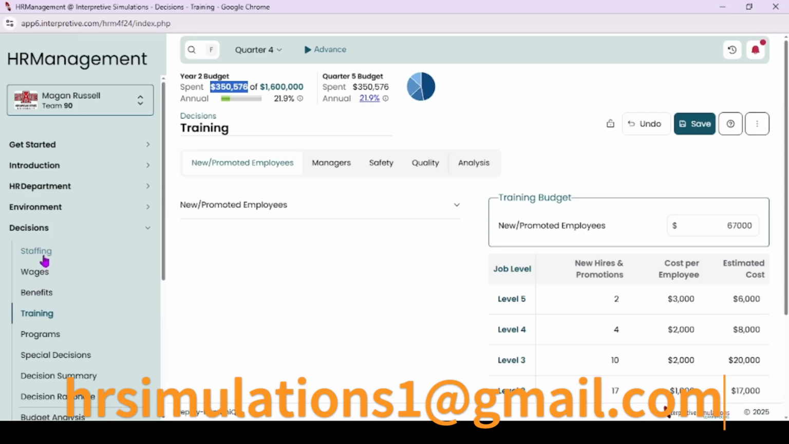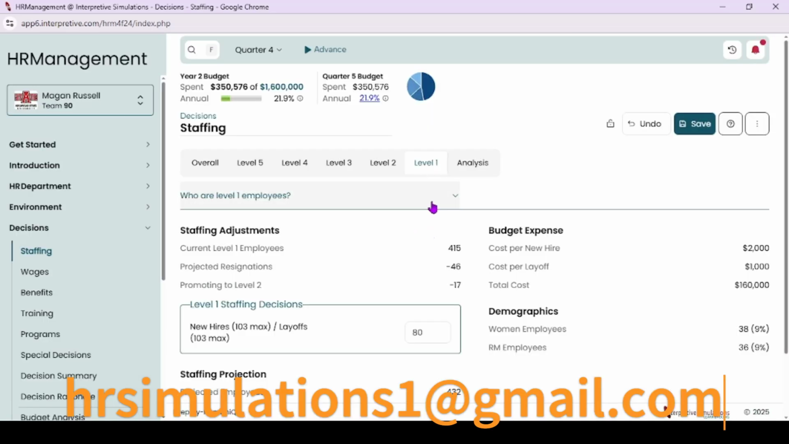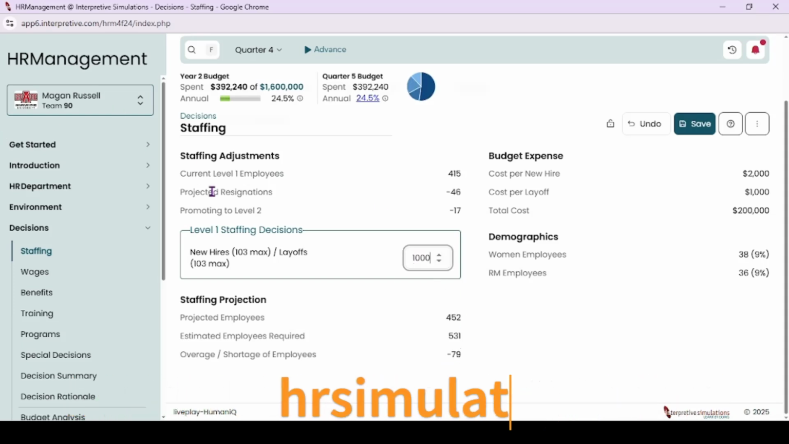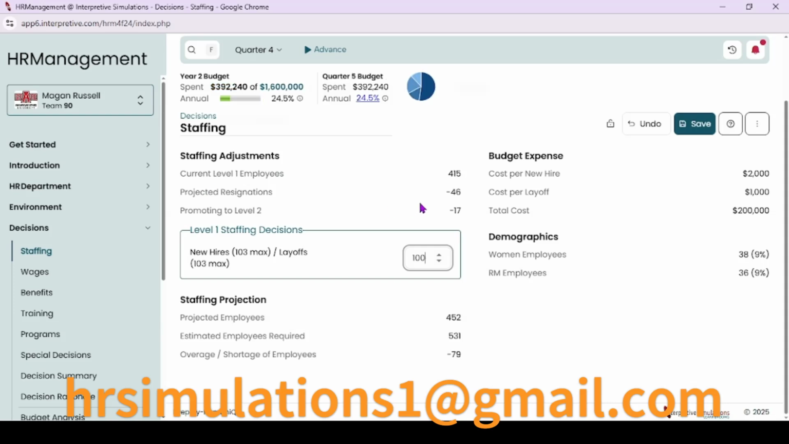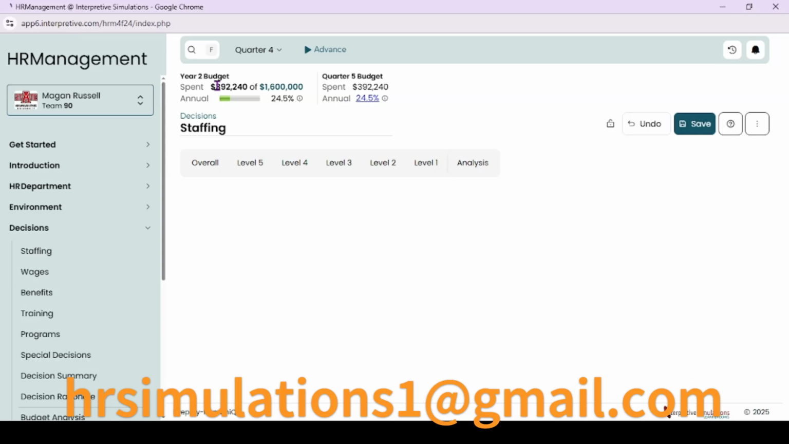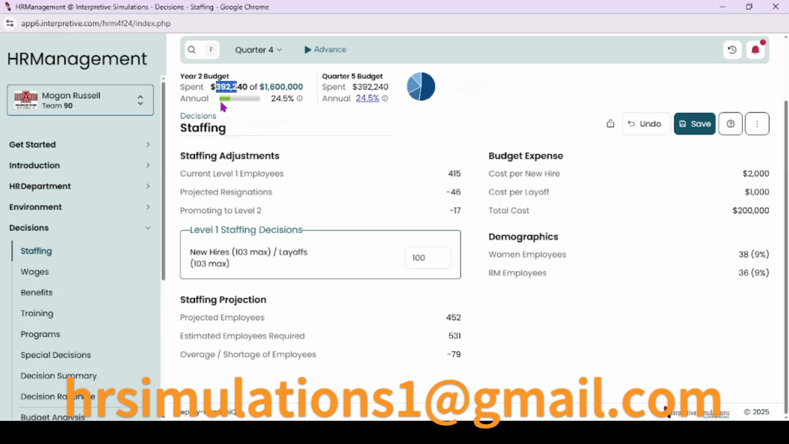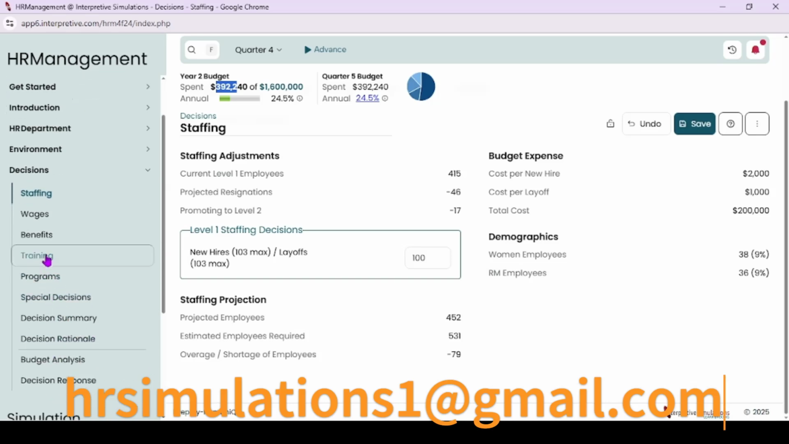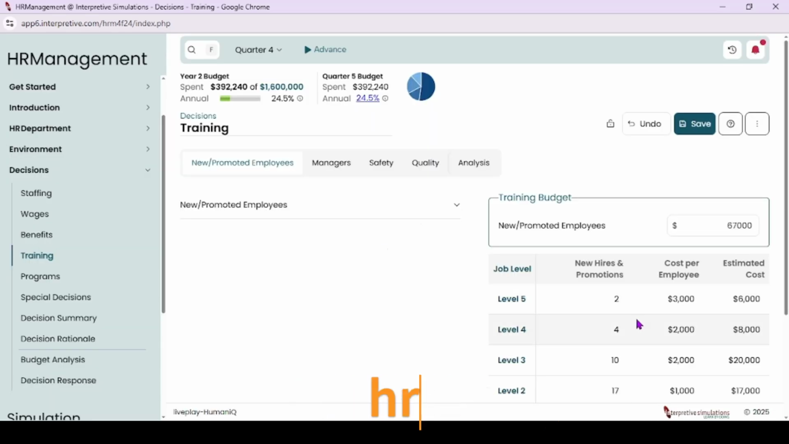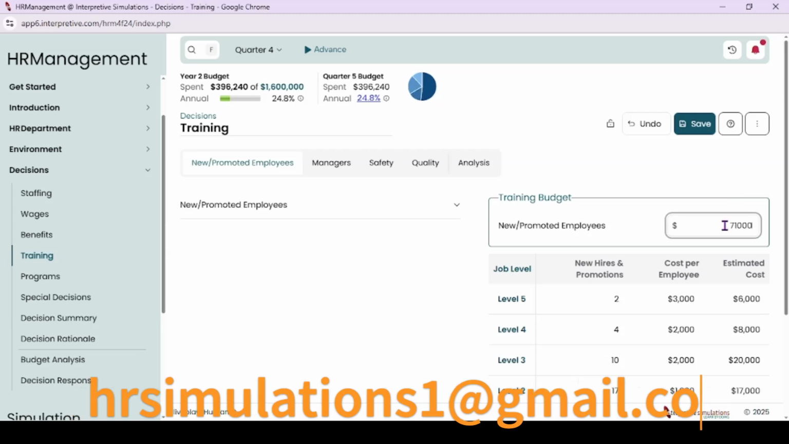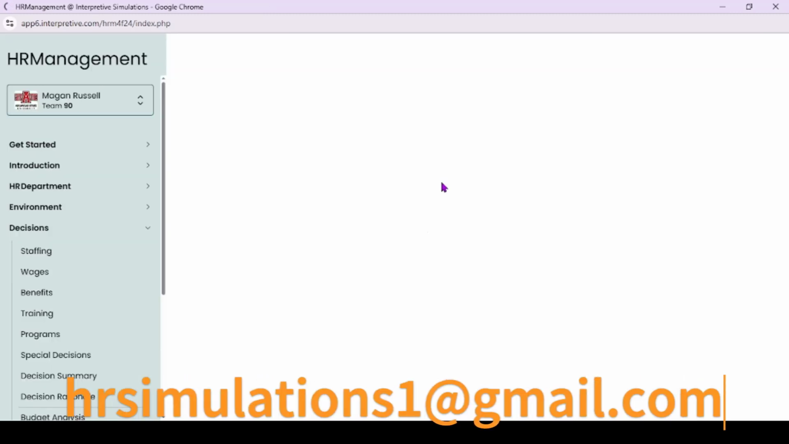So I'll just go back and hire more workers under level 1, because we had hired too low, because you can see that we still have a shortage. So I can hire around 100, and the total cost you can see is at 392,000. Remember, the maximum amount of money we need to spend is 400,000. So under training, I'll increase it to 71,000. Save. So that's it for this simulation.